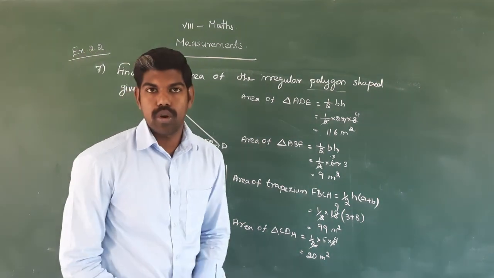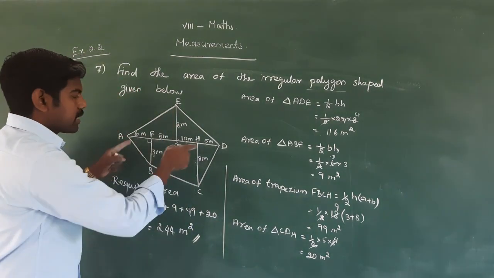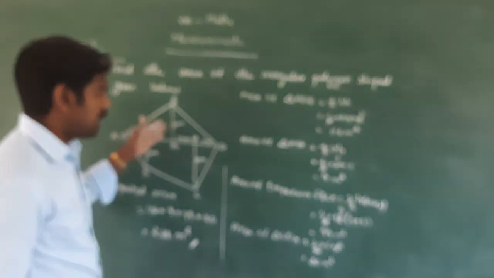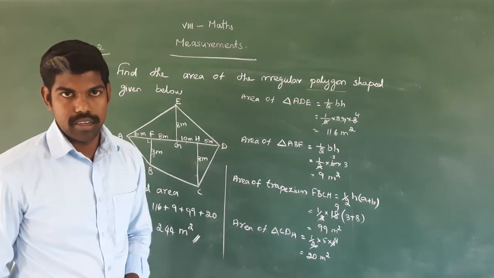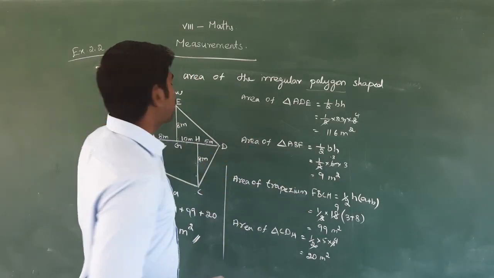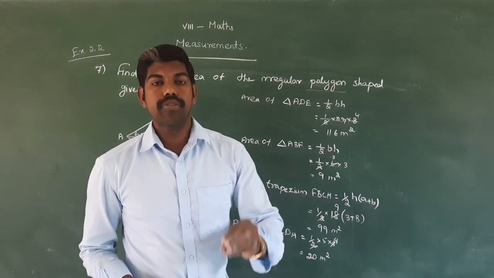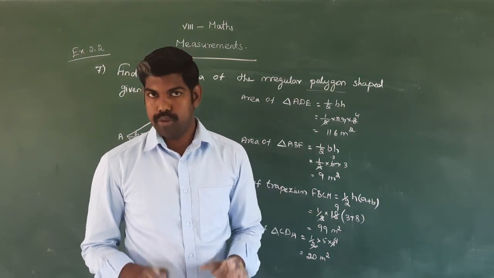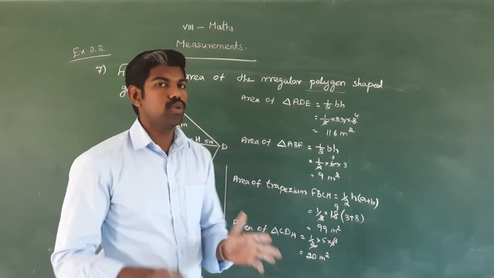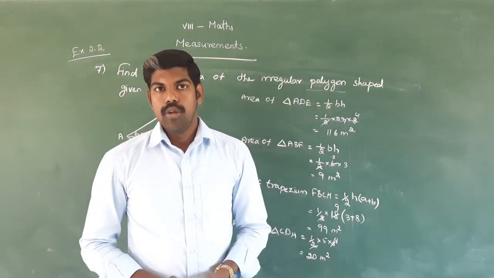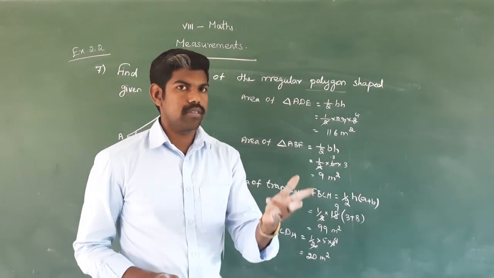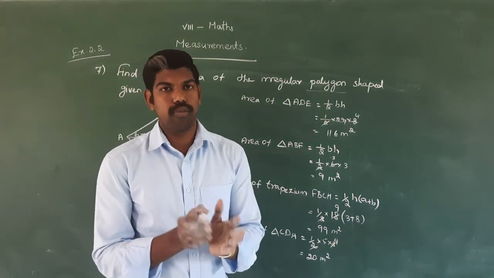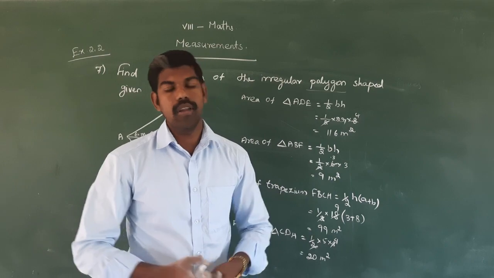244 meters square. Do you understand? First, separate the shapes and find the area of each shape. Next we add. Okay. Exercise 2.2 is very easy if you memorize the formula. If you know the formula, exercise 2.2 is very easy. First find the shapes, what is given and what you want to find. Next apply the formula. You get the answer.